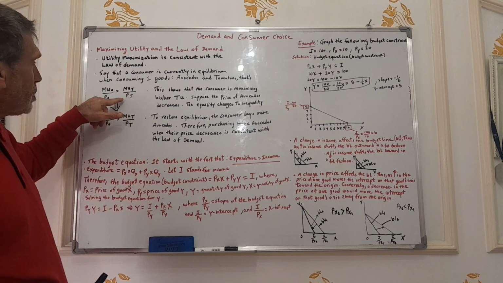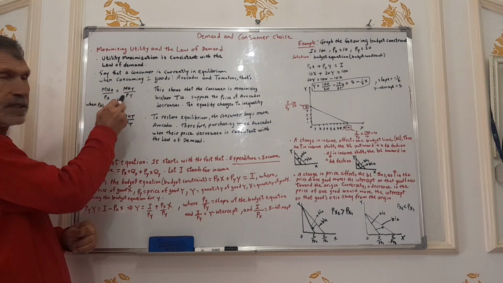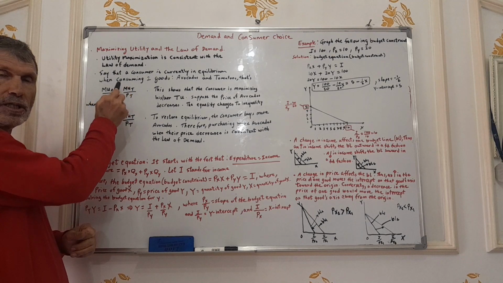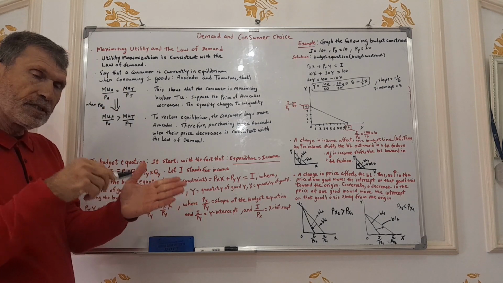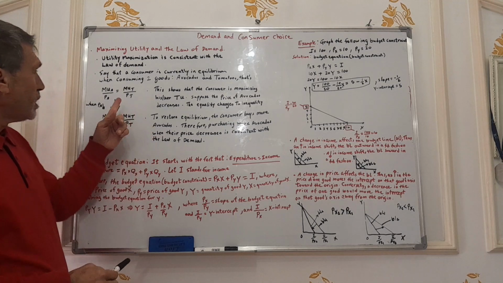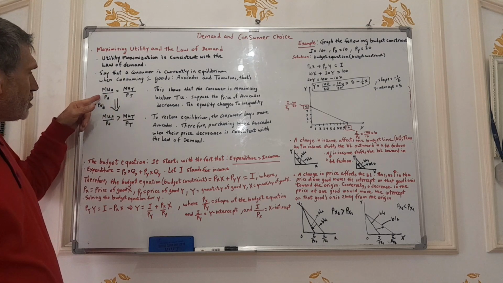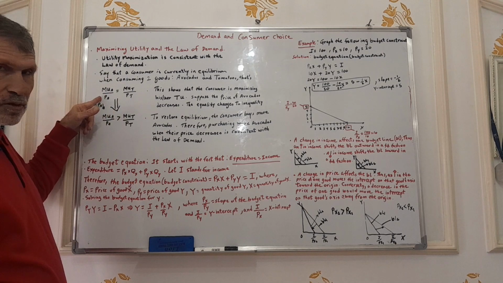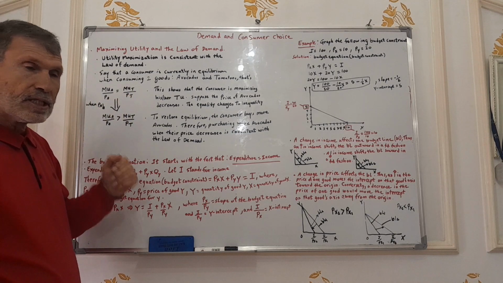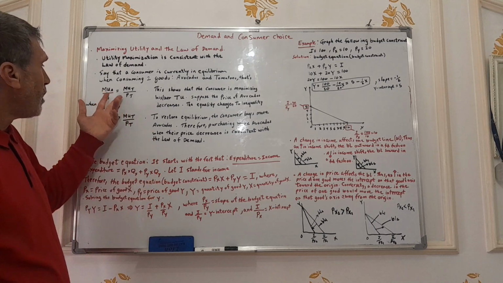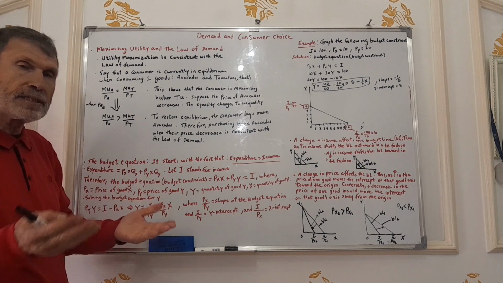So this is the condition for consumer equilibrium, where you have equal marginal utility per dollar for all goods. We have two goods here, avocado and tomatoes. This is the equality sign: the marginal utility per dollar, or per price, for avocado is equal to the marginal utility of tomato per price. So the equality of the marginal utility per dollar for these two goods indicates that the consumer is in equilibrium.